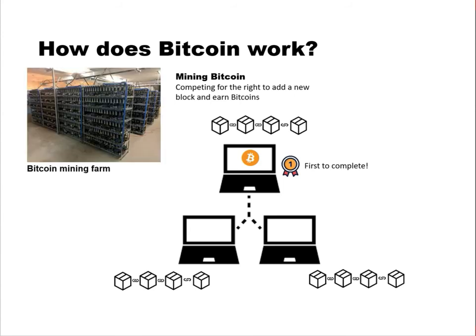This is what a modern Bitcoin mining farm looks like. It's nothing but a bunch of computers. These computers are linked together to enhance the computational power of this miner because the more computational power, the faster a miner can solve the math problem, and therefore a higher chance to win the reward. That is essentially how Bitcoin works.